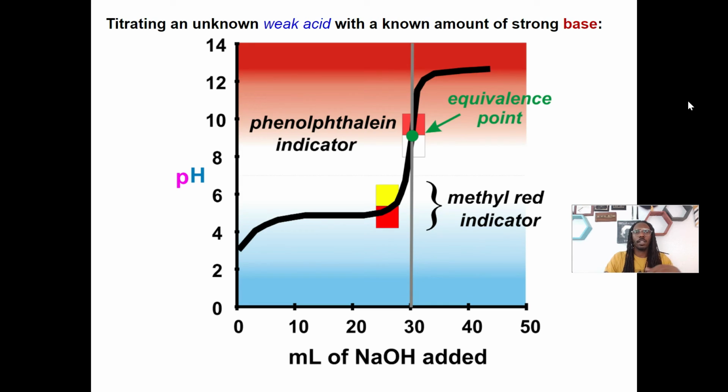And then let's look at the last graph here. We've got our unknown weak acid, so we're starting off on the low pH side. We're adding strong base because that's what we know. And eventually we're going to see our equivalence point a little higher this time. So methyl red wouldn't be a good indicator. We'll probably have to use phenolphthalein this time to see that color change. And from there, that's where we reach that equivalence point.